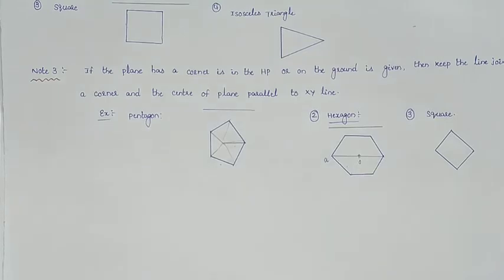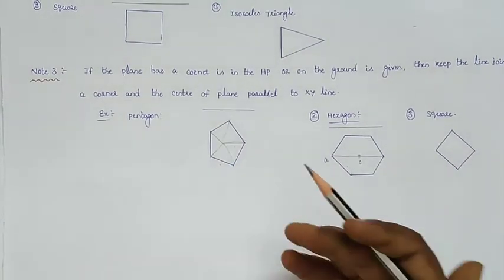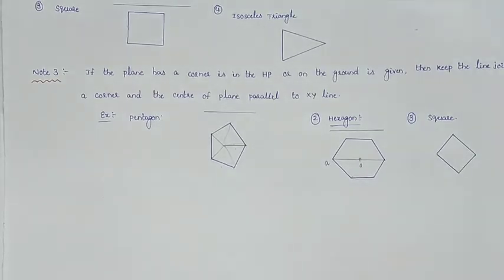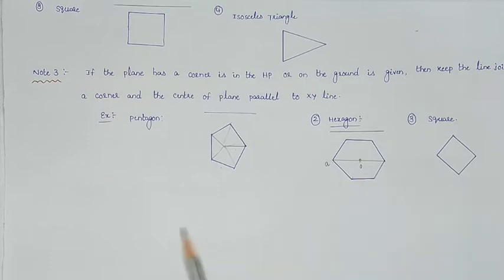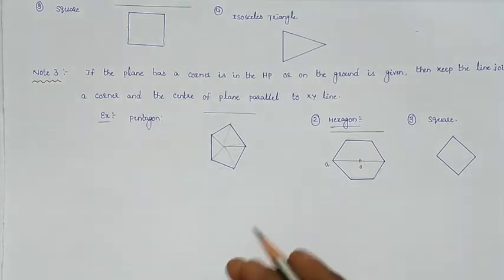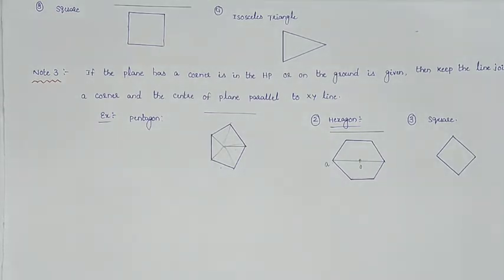So these are very, very important. Not only in this position, if the plane surface is inclined to the VP, or inclined to both HP and VP, if the edges are given, we will draw the edges perpendicular to the reference line and construct the plane surface. Suppose a corner is given in our problem, we can assume keeping the line joining a corner and the center of the plane parallel to the XY line and we will draw the shapes of that plane surface.